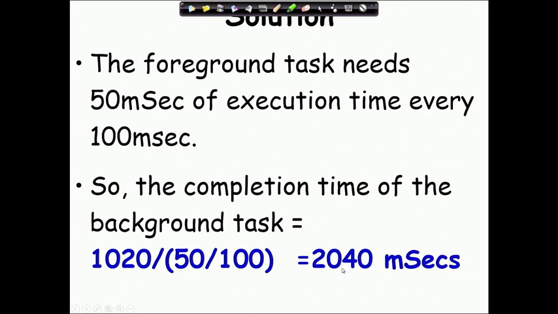The foreground background scheduler is a very simple scheduler, even covered in a first level operating system course. We just reviewed it because it has relevance for real time applications, but we will not discuss too much on this. We will look at more sophisticated schedulers, the rate monotonic scheduler and the earliest deadline first scheduler, but we will take that up in the next lecture. Now, for this lecture, we will stop here.